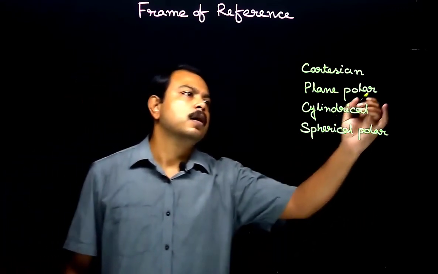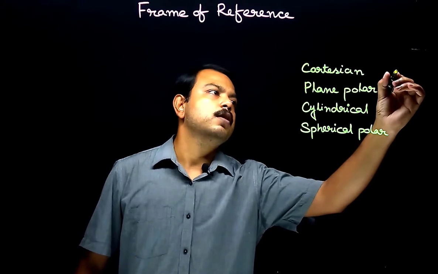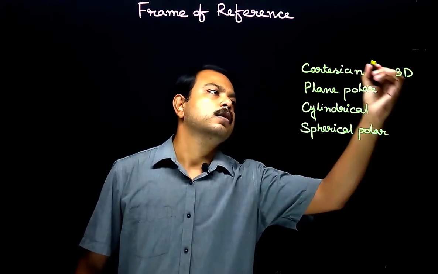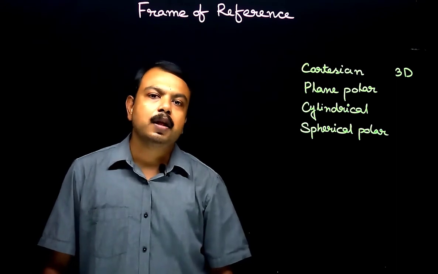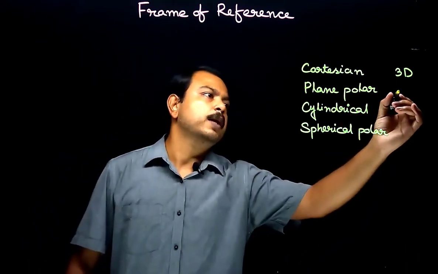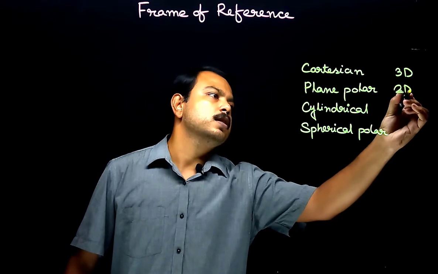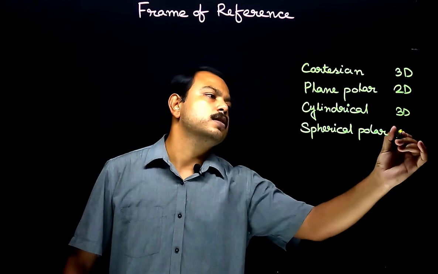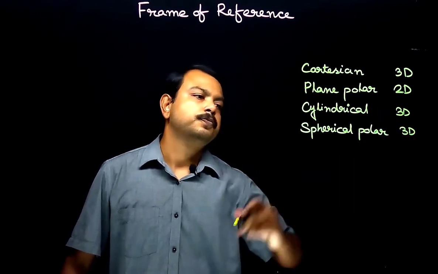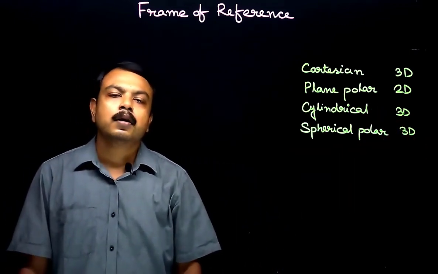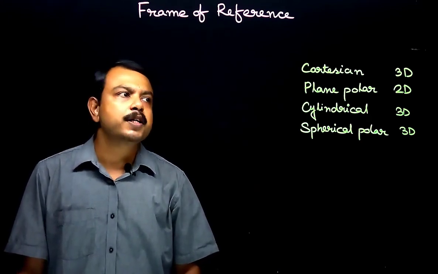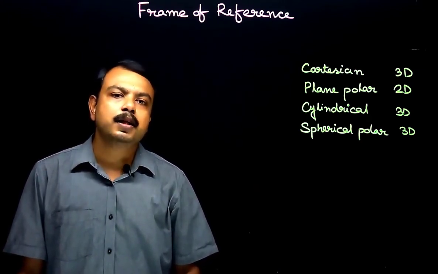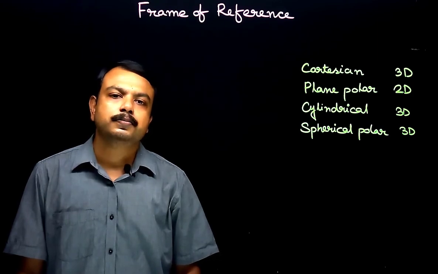Among them, Cartesian coordinate system is based on a three-dimensional model. However, plane polar is a two-dimensional coordinate system, and cylindrical and spherical are both three-dimensional coordinate systems. Now we will discuss how we can represent the position of a point in Cartesian and other coordinate systems, and we will try to interrelate the coordinate systems with one another.